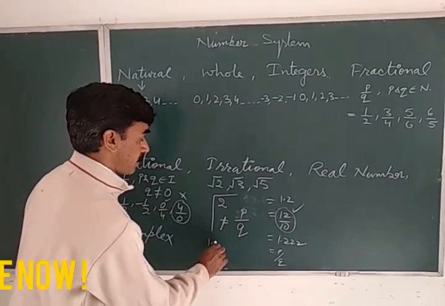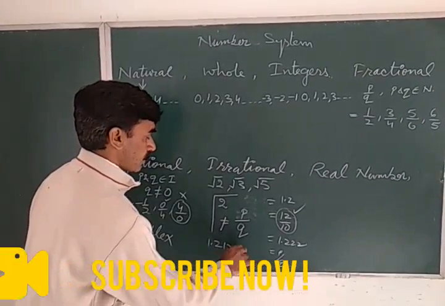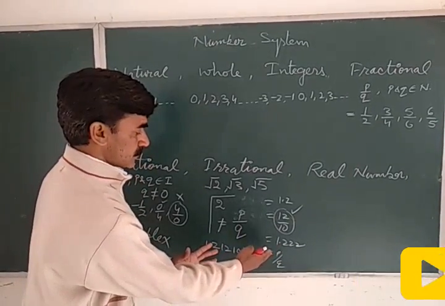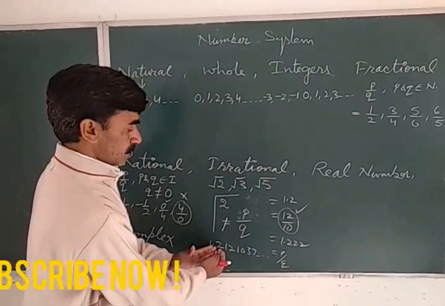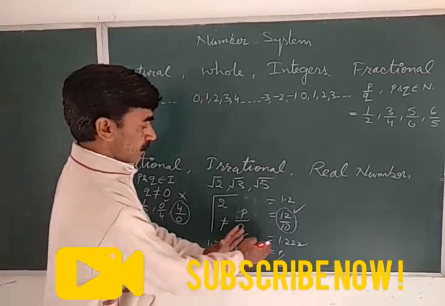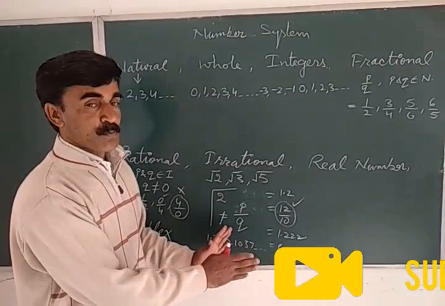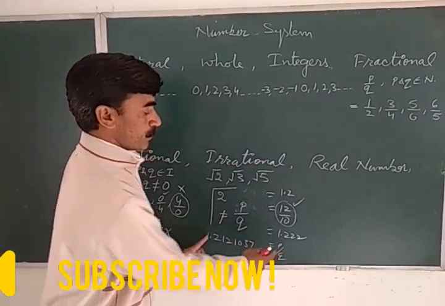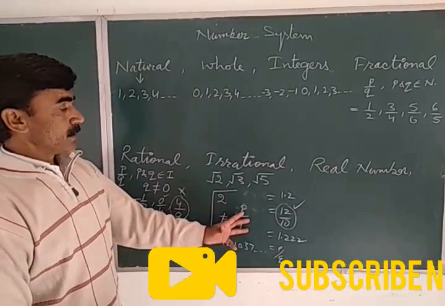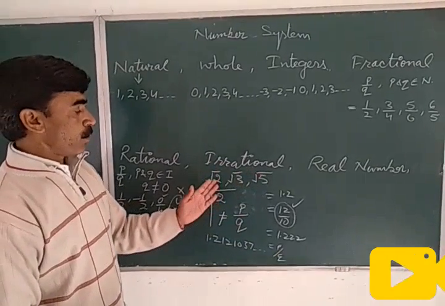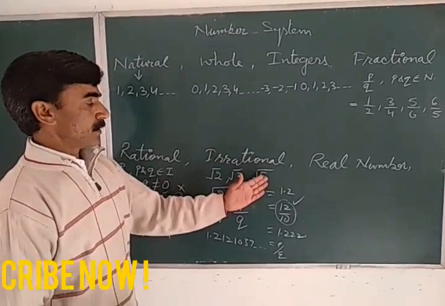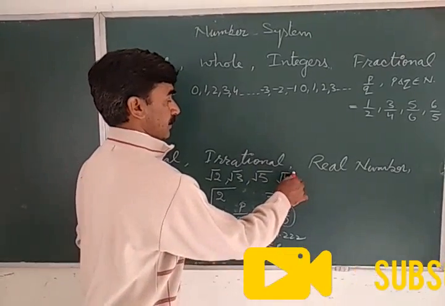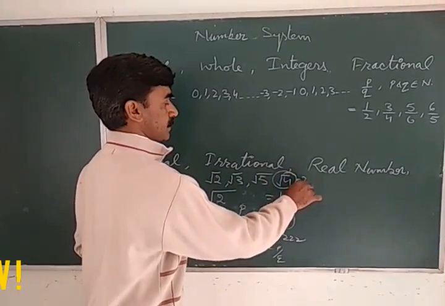But if something is 1.2121037, where neither a number is repeating nor a group of numbers is repeating, then it is not possible to convert this decimal into the form of p upon q. Therefore, it is called an irrational number, and all these square roots are of this kind. Yes, if you write the square root of 4, then it is not irrational because its answer is 2.